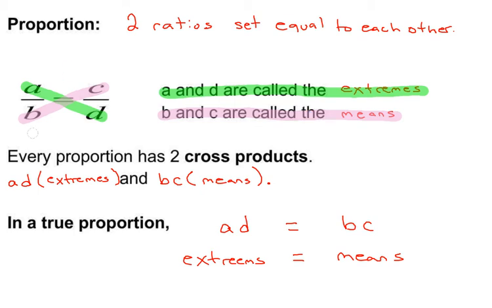And if you cross multiply these, you're going to have two cross products. Those two cross products would be A times D right here, at the extremes, the first and the last one. And then the means, B times C, which is the middle two. So in a true proportion, those two amounts will be equal to each other. The extremes will equal the means. Again, all of this is vocab. We're not doing any problems here, but this vocab will show up later and be something you need to know.